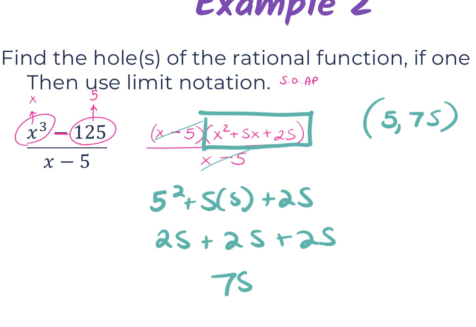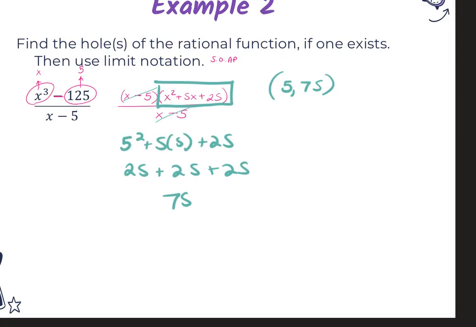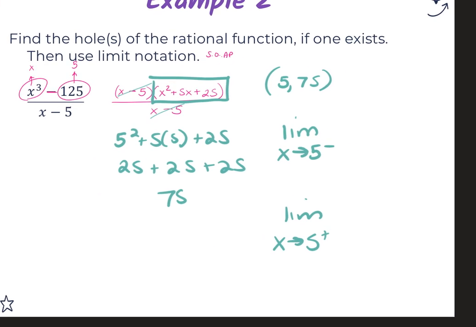And then it says use limit notation to describe this. So as x approaches 5 from the left and as x approaches 5 from the right, what's my, this would be f of x equals what? 75. Questions on that one?